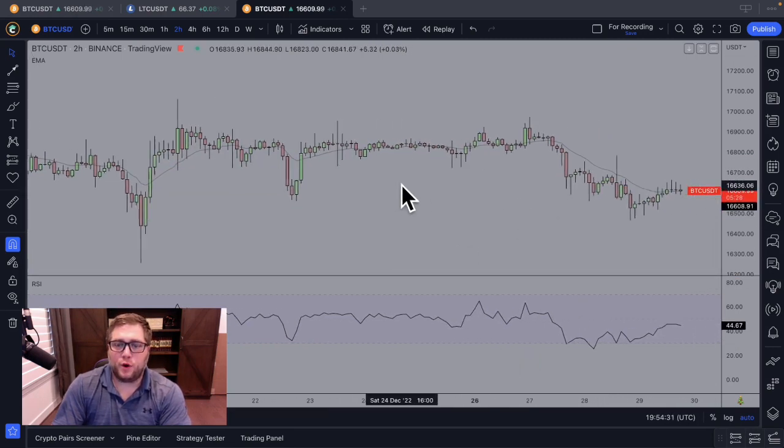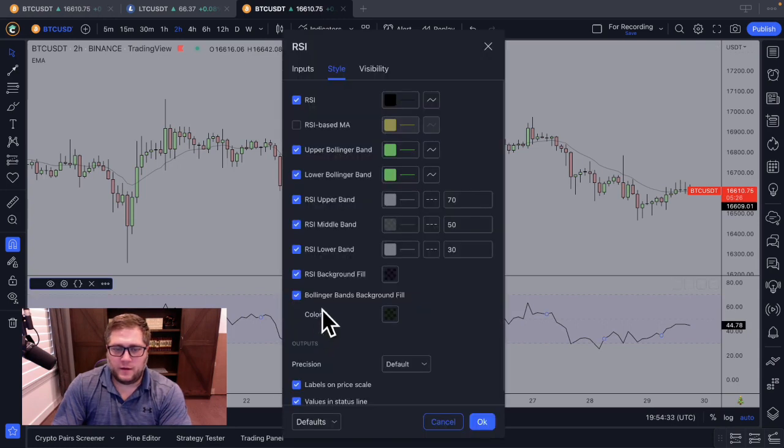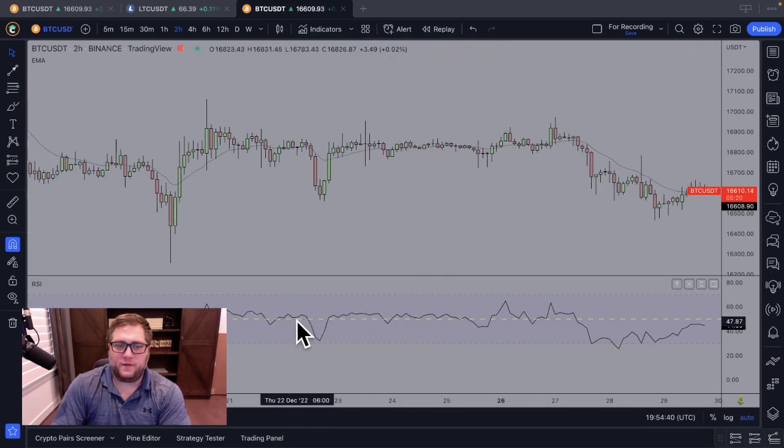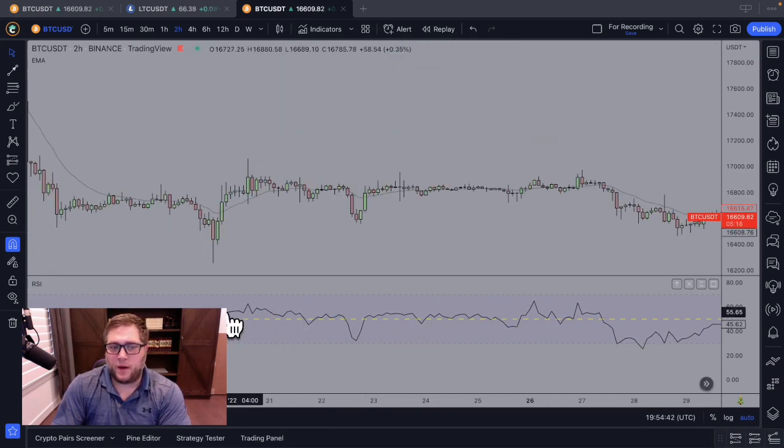Let me give you another pro tip. Here is, let me make this 50 line, let me make it yellow so it pops out a little bit. Here is your 50 line. A lot of people will buy when it crosses that 50 line or crosses below that 50 line downward, they would short it. Don't do that. Bad habits, doesn't work in crypto.